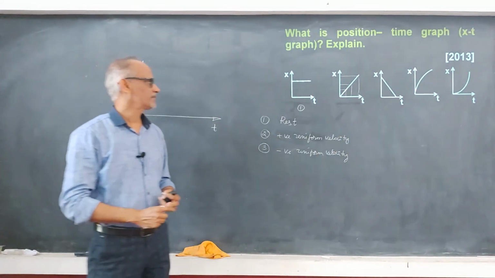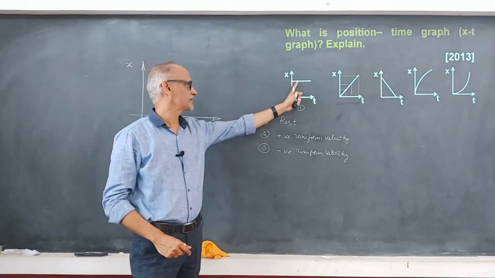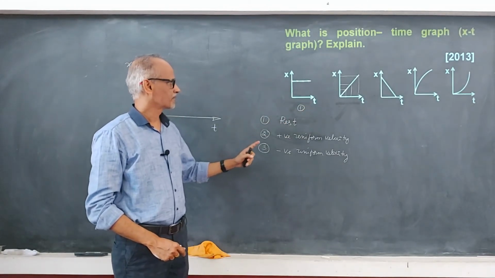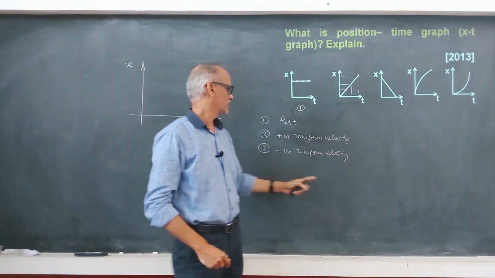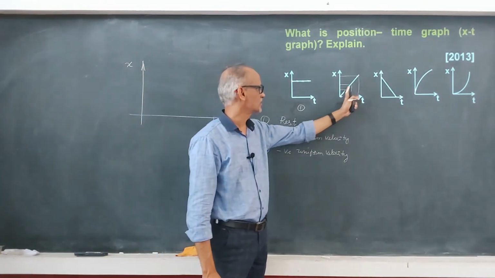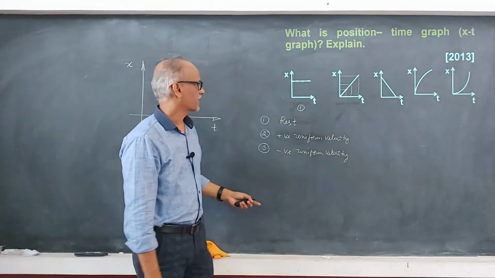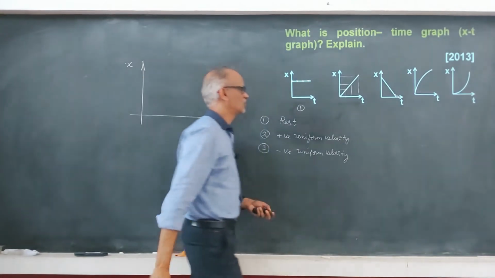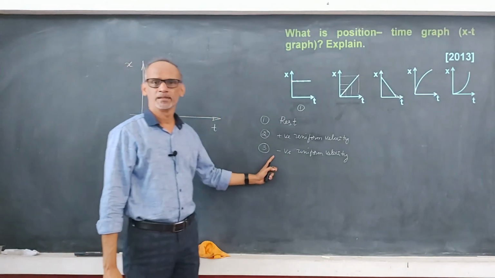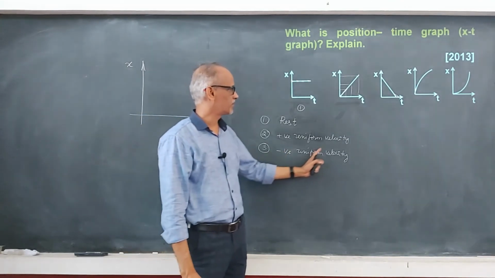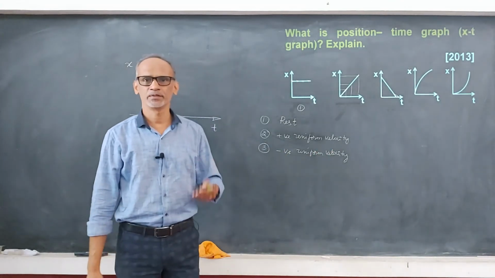So the first graph, if the body is at rest, it's a straight line parallel to the time axis. And again, if it is a straight line with constant slope, then the body moves with uniform velocity. Continuously there is a change in the position. And here you can see the slope, this angle is more than 90 degrees. So that indicates that the slope is negative and the body moves with the negative uniform velocity.